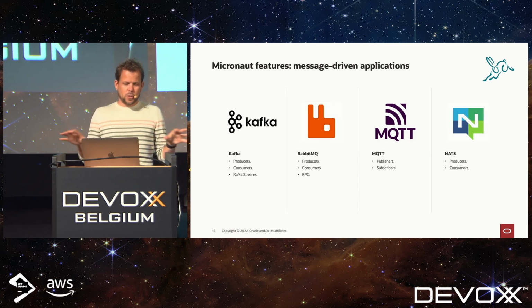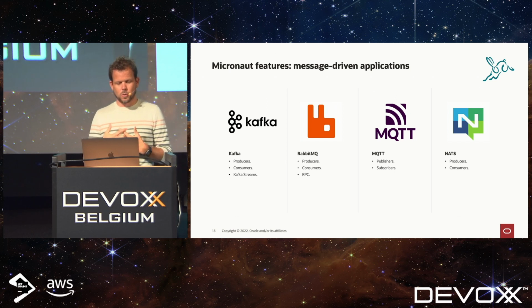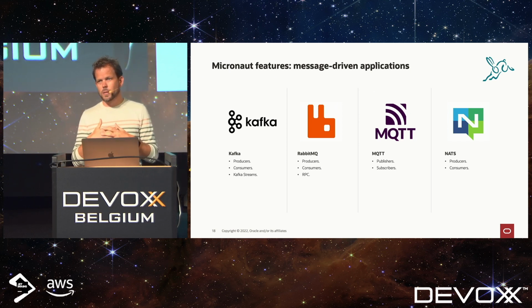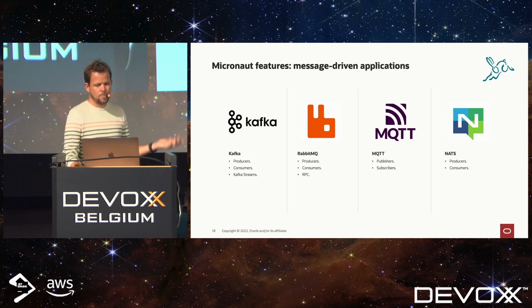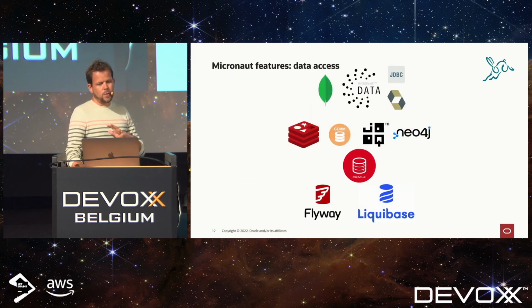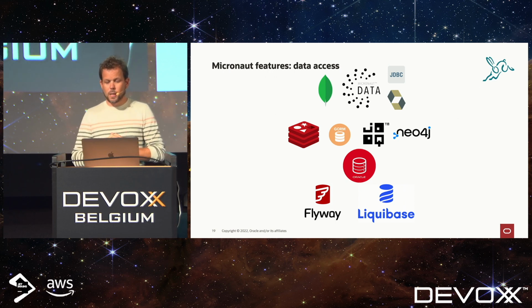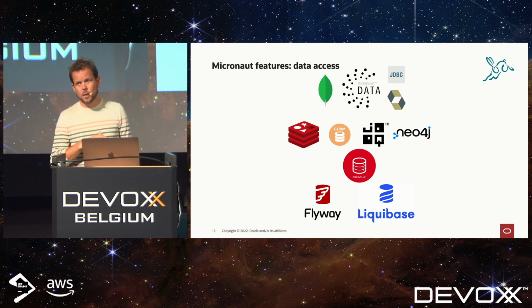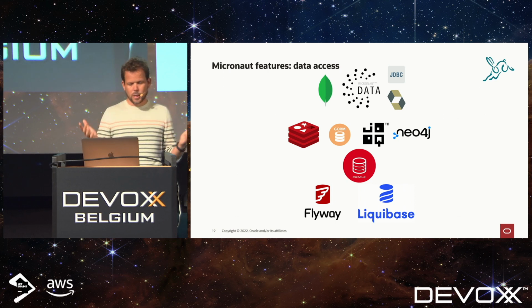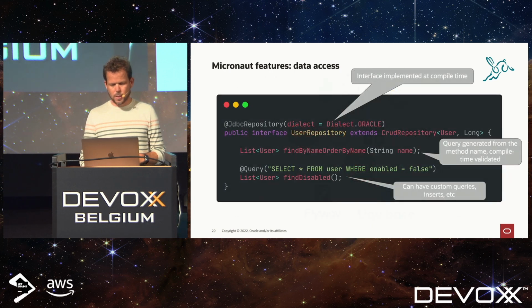You can also build message-driven applications with Micronaut. So you can build message-driven microservices, or you can integrate them into your existing applications to send or receive messages with Kafka, RabbitMQ, MQTT, NATS, etc., JMS. And we have extensive support for different kinds of database access, right? So you can integrate Micronaut Data on top of JDBC, JPA. We have integrations with Neo4j, with libraries like jOOQ, with Oracle Database, Liquibase, Flyway for database migrations, many different modules that you can integrate.